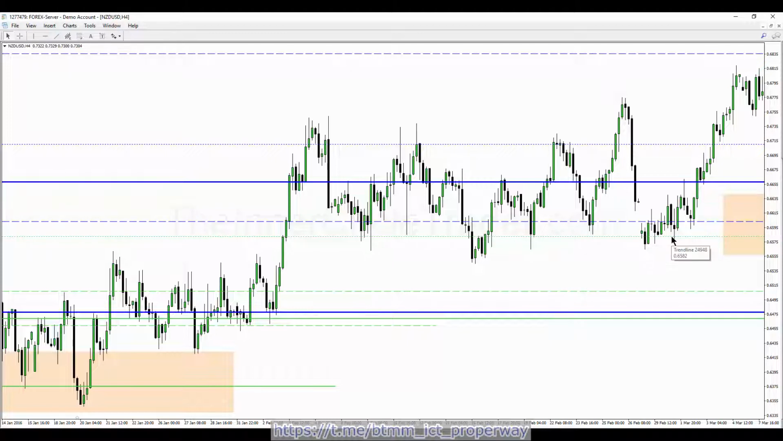Support at a weekly order block high. Capitalizes the bullish order block here. Rallies. Are they buying at down candles? Yes. Down candle, buying. Yes.